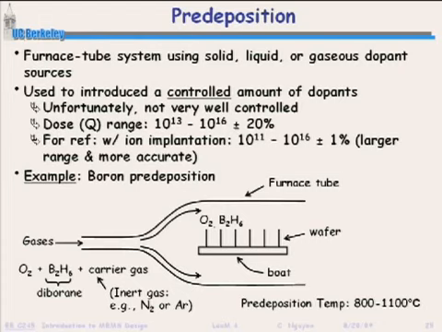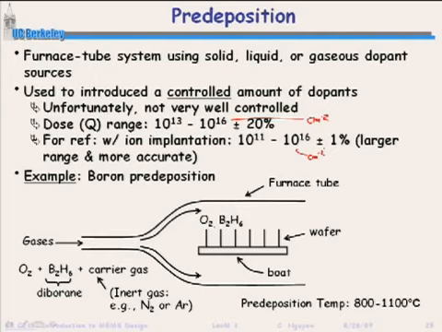So yeah, the important correction that I just said there. That's a per. These are in per square centimeter, so centimeter to the minus 2, whereas when we do concentrations, it's centimeter to the minus 3. Okay? Yes? Okay, so this is an example of boron pre-deposition.